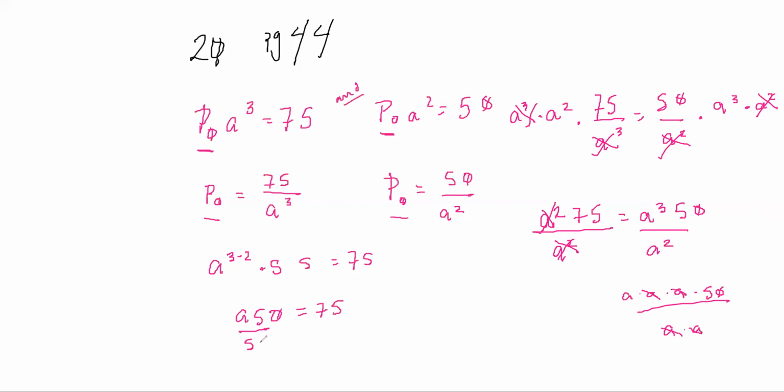So divide both sides by 50. So a is going to equal 75 divided by 50, which is 3 over 2, right? 3 over 2, yeah. So I'm going to erase this and set this up again. So a is equal to 3 over 2. And we know that p naught a cubed equals 75, and p naught a squared equals 50.